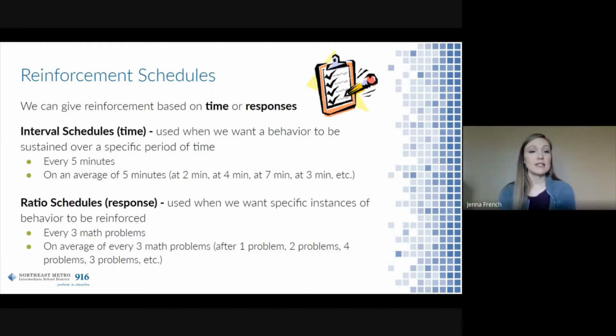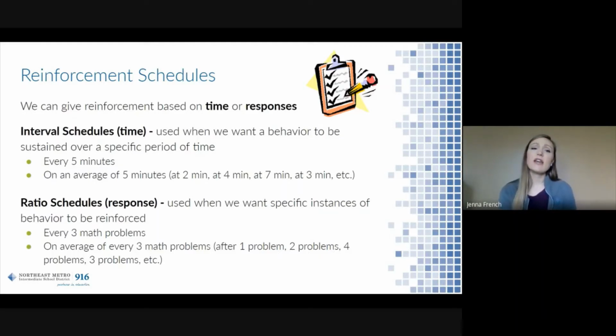So maybe we want, every 5 minutes that a student is on task, we're going to provide reinforcement. Maybe they get a token for every 5 minutes they're on task. So that would be considered a fixed interval. It's predictable. It's going to happen every 5 minutes.